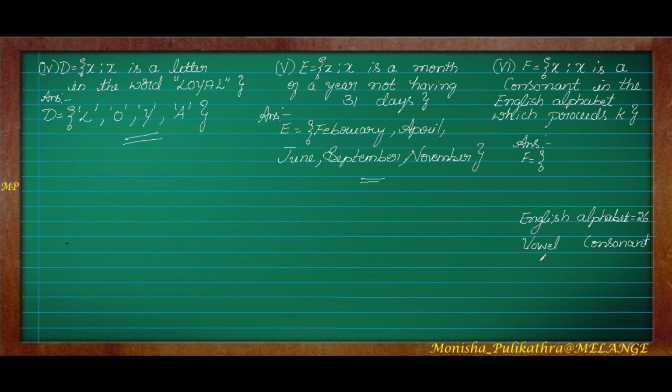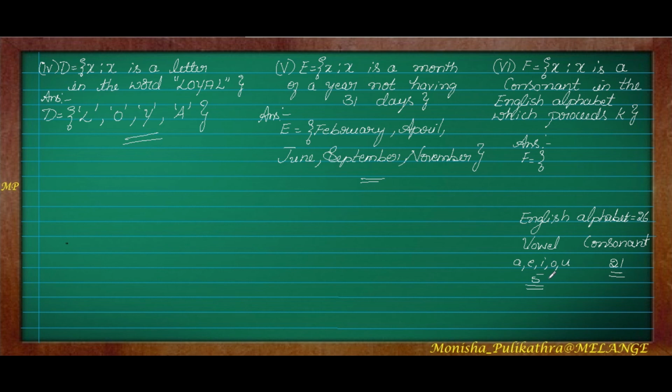Okay. So vowels are A, E, I, O and U. How many letters are there? 5. So out of the 26 letters in the English alphabet, 5 are vowels, and the rest of all the letters are consonants. So consonants are 21. 21 plus 5 is 26. So there are 21 consonants and 5 vowels.